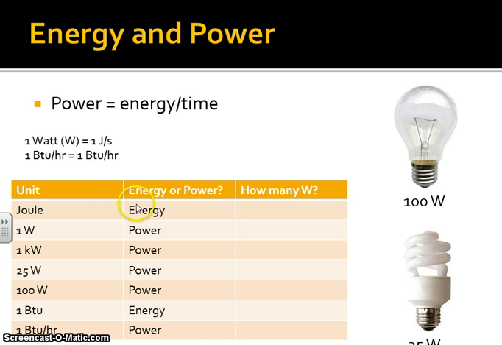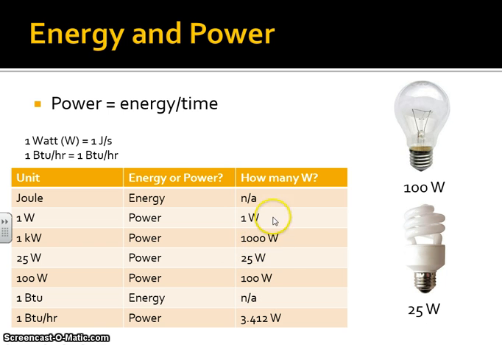So a joule is a unit of energy. Anything that's a watt or a kilowatt or a megawatt or a gigawatt, anything that's a unit amount of watts, is going to be power. A BTU, as we know, is energy. Now BTU per hour, we know, is power. How many watts? These convert really easily to watts. And then this one is kind of obscure. We'll look at that later.